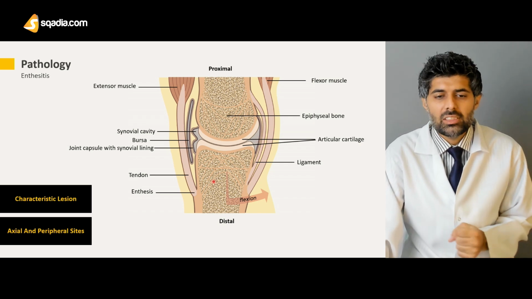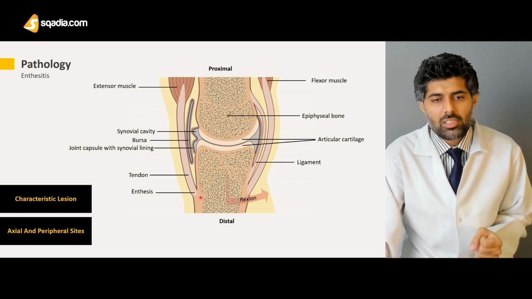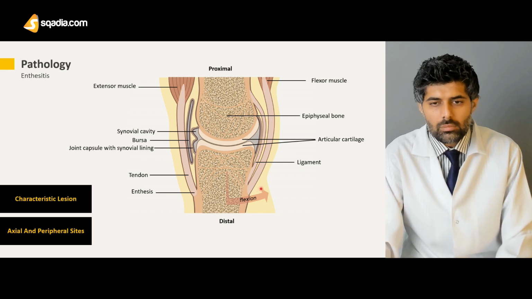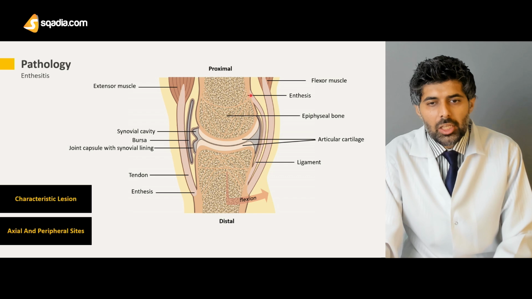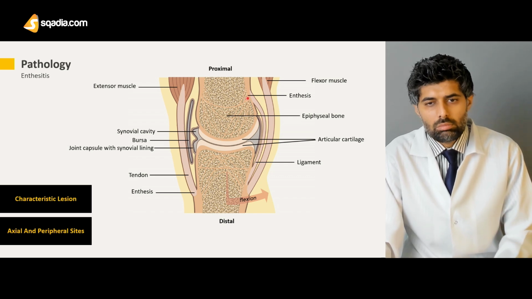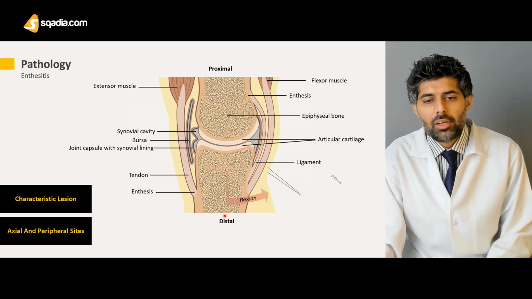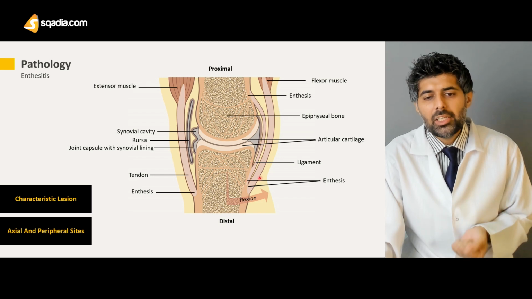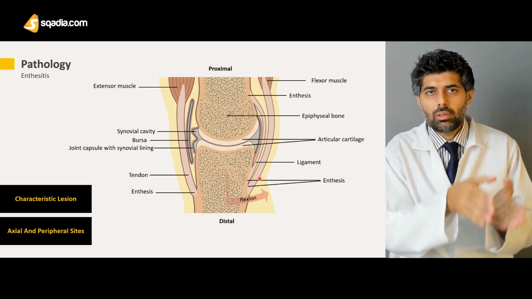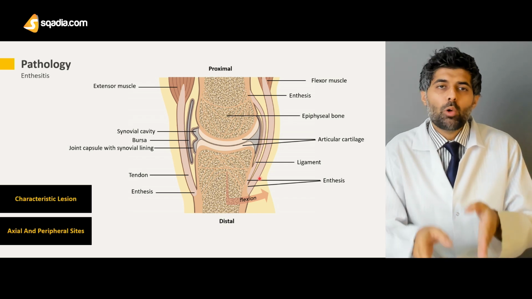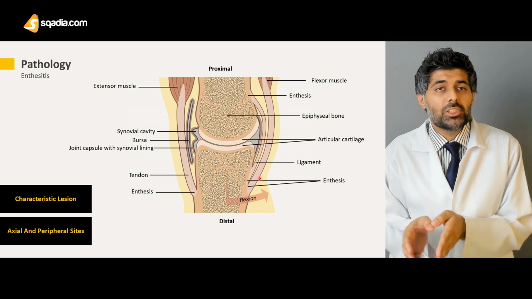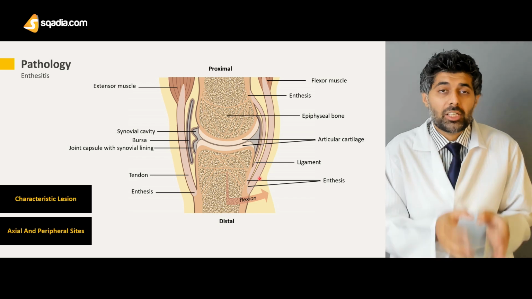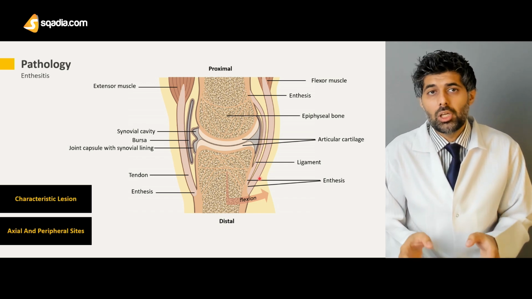So there is an enthesis at this point where only the tendon joins with the bone, or at this area where only the ligament and the capsule join with the bone, or at the area where the capsule, the ligament, and the tendon all join together at the bone. Inflammation of any of these sites will result in a condition known as enthesitis. And enthesitis is a characteristic lesion of ankylosing spondylitis.